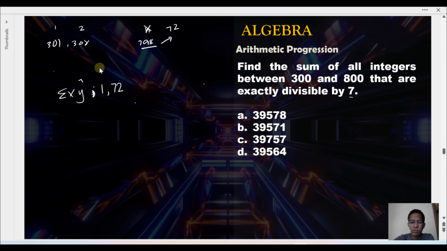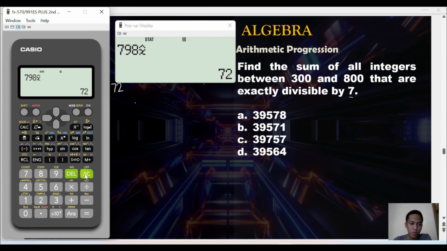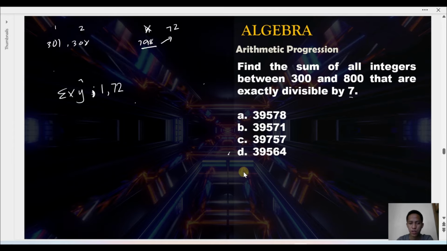So, we have this expression. So, find the sum. So, we have here, easy lang muna, shift logarithm for summation, alpha x, lagay natin itong expression, then lagay natin yung y hat. Shift stat, regression, y hat, so 5. Then, comma 1, okay, comma, that is 72. Okay, equals lang. That gives you the value of 39,564. So that is the sum of all the integers between 300 and 800 that are exactly divisible by 7. So 39564.